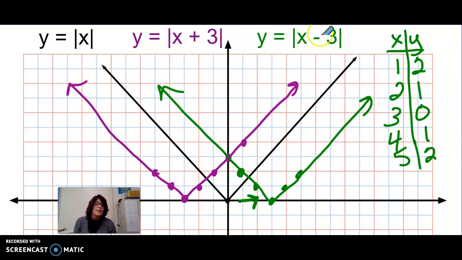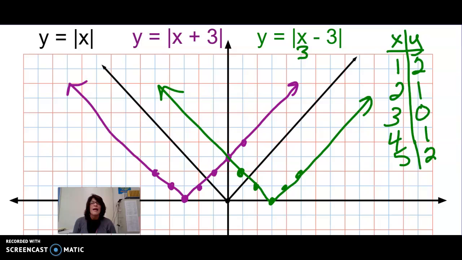So inside the parentheses, we have to be careful. We can't just think automatically, oh, it's going to go to the right or left. If it's minus, it actually goes to the right, because what's going to make this 0 inside the absolute value will be a +3, right? So I'm going to be shifted over 3 to the right.